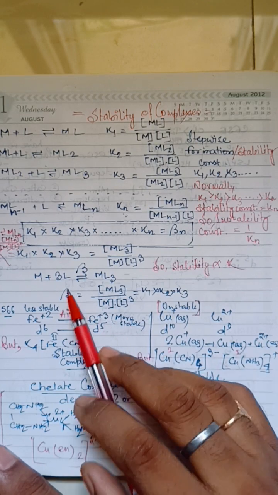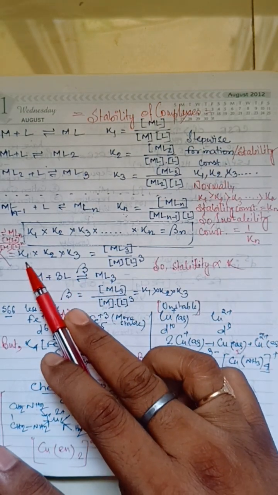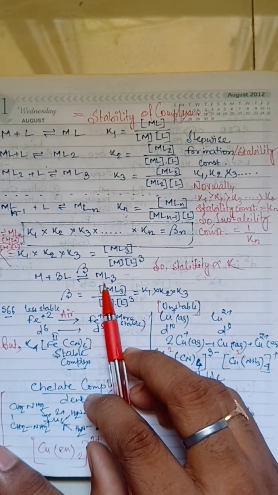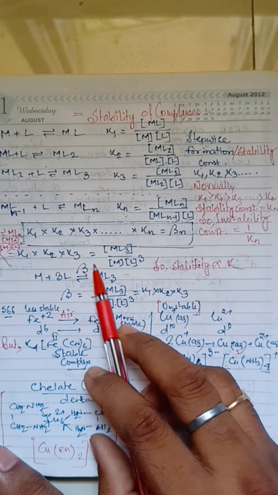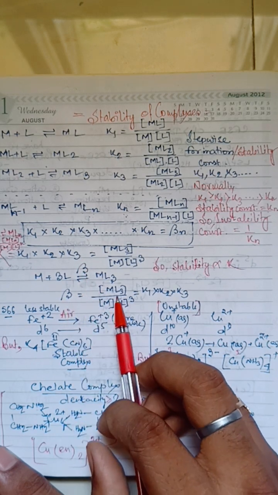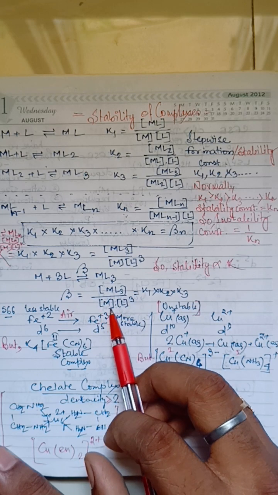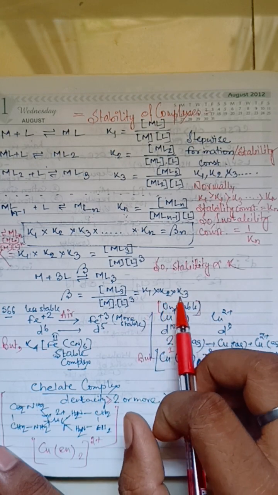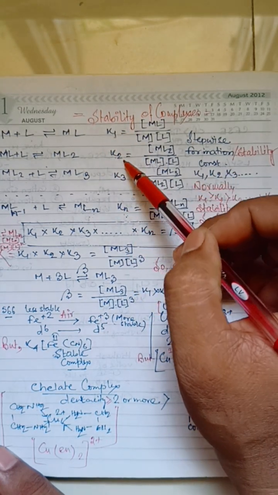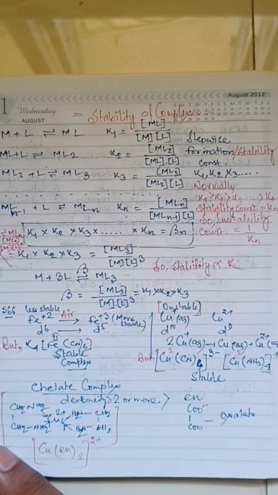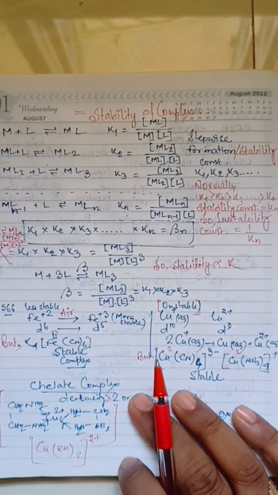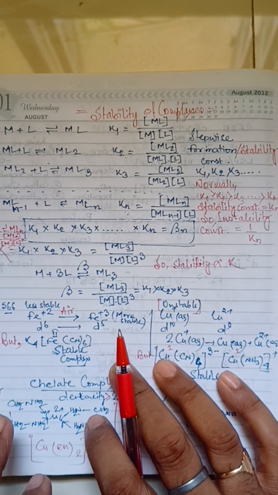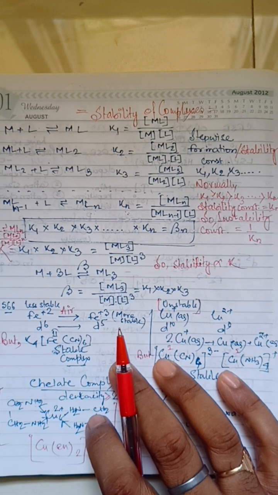Now if we take three ligands, that is the formation of ML3, M plus 3L to ML3, and the overall equilibrium constant is beta, then beta will be equal to the concentration of ML3 divided by the concentration of M times the concentration of L to the power 3, which equals K1 into K2 into K3. K1 into K2 into K3 equals beta. From this value we are going to discuss the stability of these complexes.